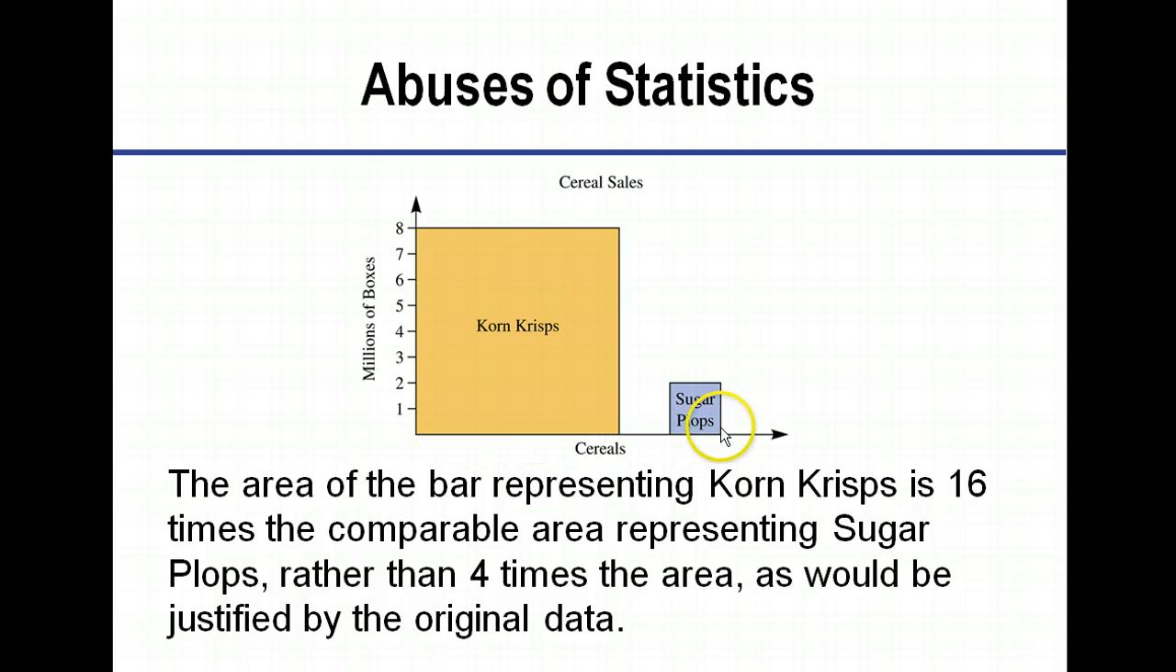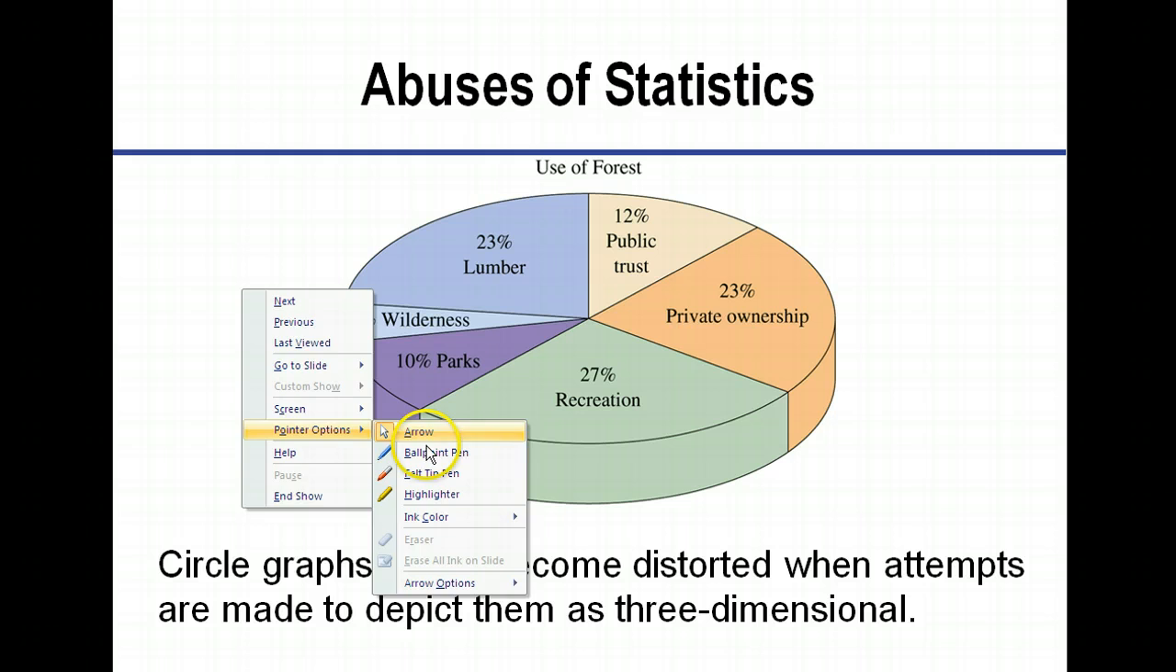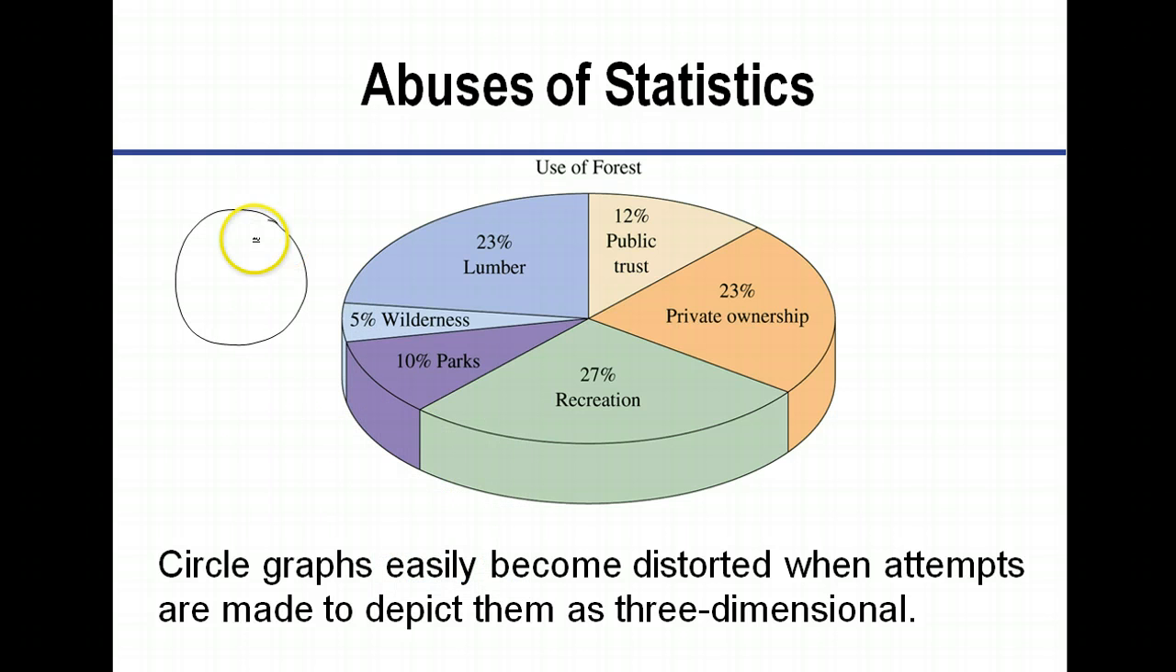Fixing this would be to make the bars have the same width. Another abuse of statistics is with circle graphs. Circle graphs become easily distorted when you depict them as three-dimensional, when you lay them back instead of looking at them flat. Let me draw you an example. Here is a flat, two-dimensional version with just these segments. This is a three-dimensional version where it's been laid back. When this happens, it gives you a false impression that certain sections are larger or smaller than they really are.